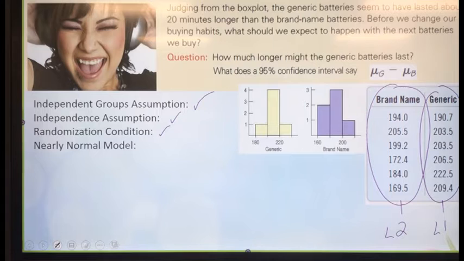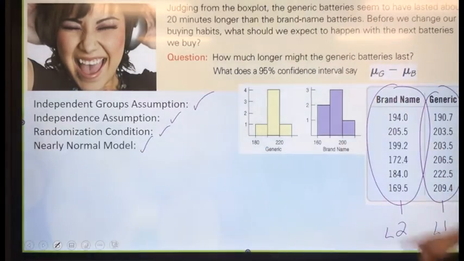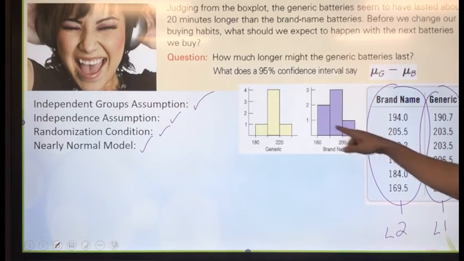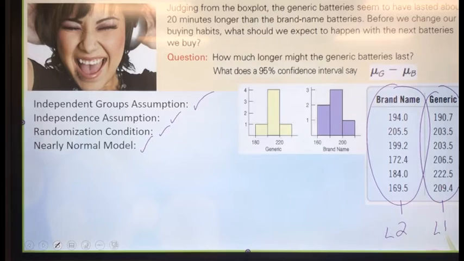Nearly normal model. Looking at the table, would you say that it's pretty close? Yeah, I don't see too much skewed going on. I don't see a lot of big outliers. So we could say that both are satisfied. Note that if one of these was really skewed, I could not make that assumption. Okay. Now what you want to do is input this data into your table.